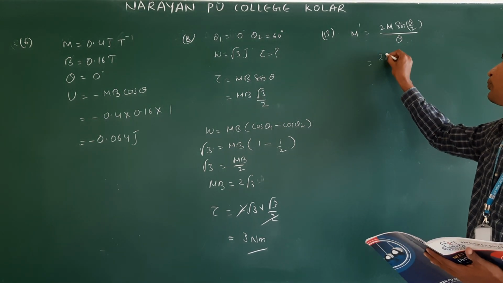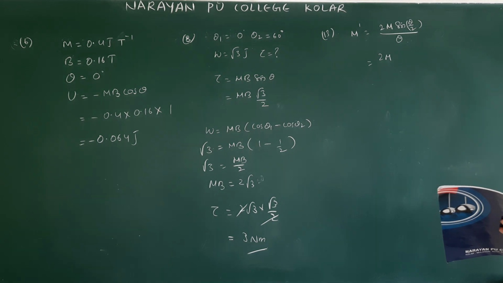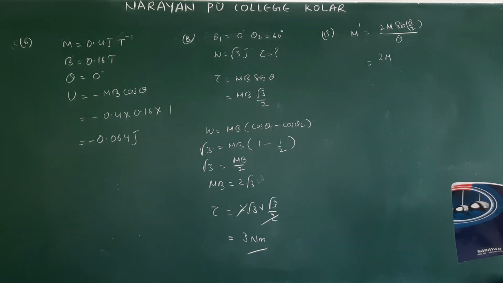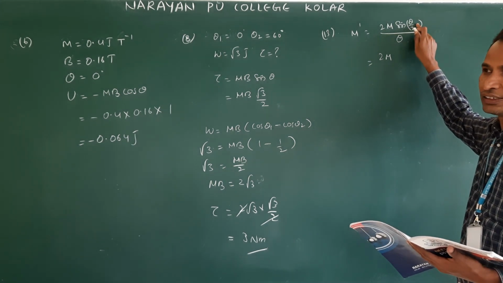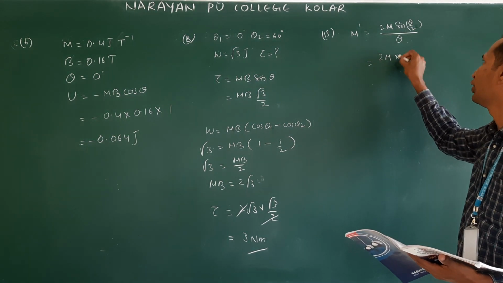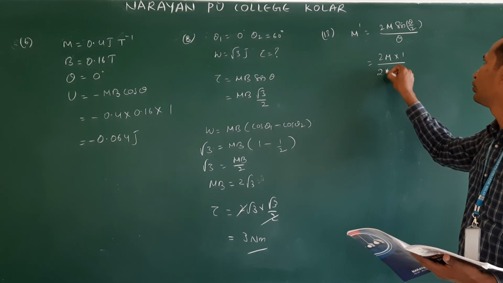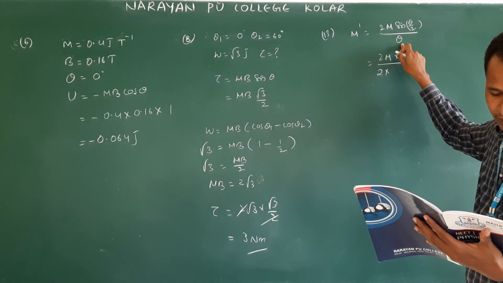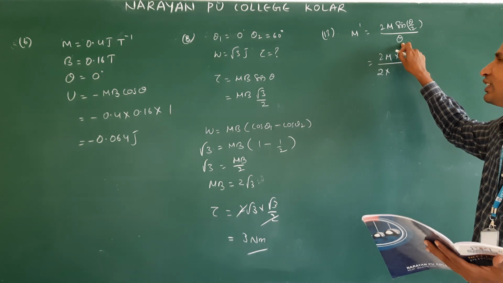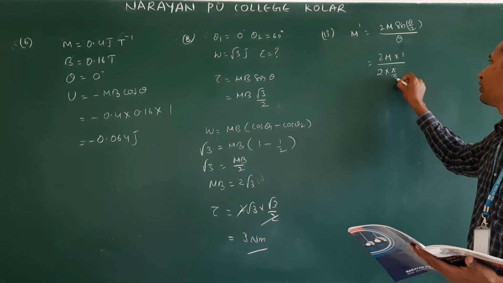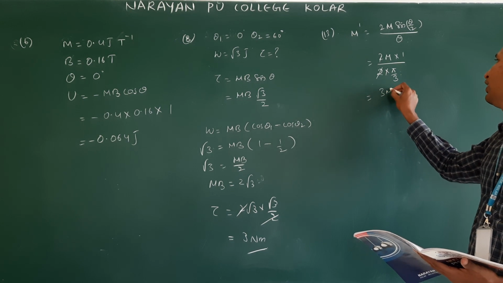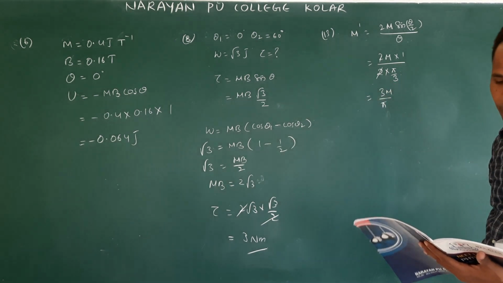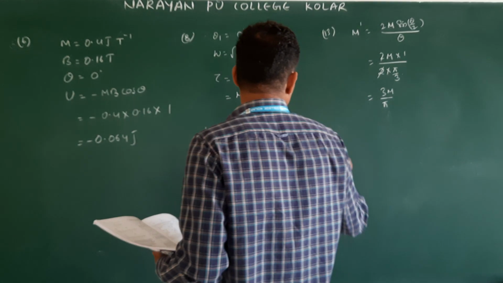Then 2M. What is the angle given? The angle subtended by both ends at a given point is 60 degrees. So sin(60 by 2), sin 30, is 1 by 2. So 2 into 1 by 2, divided by theta. Theta we should take in radians. 60 degrees, how many radians? Pi by 3. Am I correct or not? The 2 cancels, the 3 goes up: 3M by pi. Okay, next, 14.